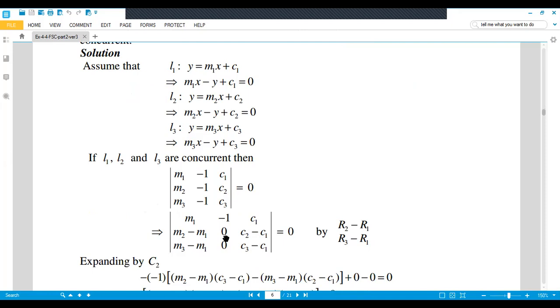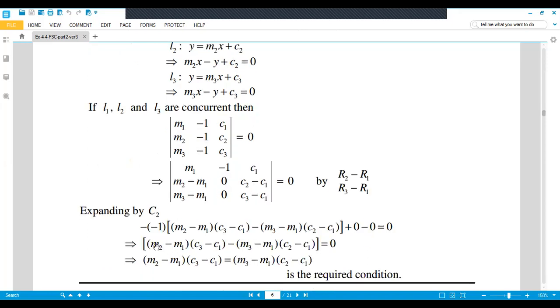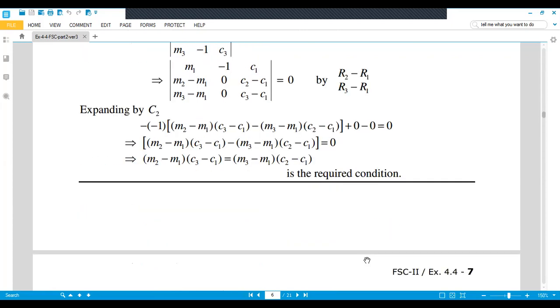Then you open it from the second column, so minus into minus 1, the first row, sorry, these two values and these two values we will take. So (m2 minus m1) multiplied with (c3 minus c1) minus (m3 minus m1) multiplied with (c2 minus c1). The rest of the values will be 0 because you expanded by column 2. So it will be (m2 minus m1)(c3 minus c1) equal to (m3 minus m1)(c2 minus c1); the subtraction is shifted to the other side and it will be positive. This is the required condition.